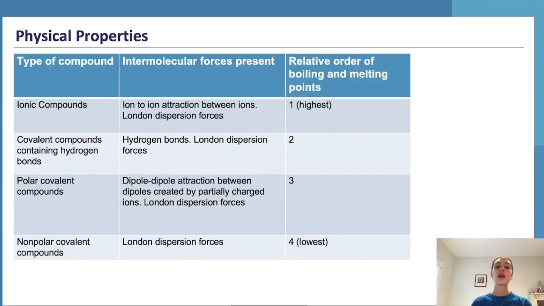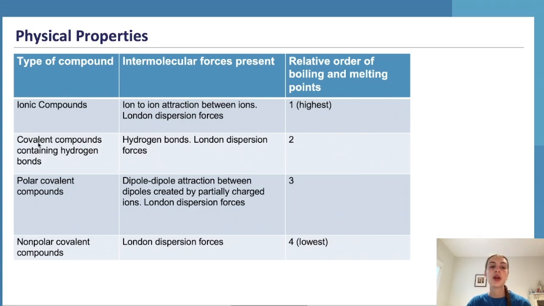And so we can look at the physical properties of organic compounds depending on what their intermolecular forces are. So we've got ionic compounds, and they've got ion-to-ion attraction between the ions, and they've also got London dispersion forces. We don't really look at ionic compounds in too much depth, but they do have stronger than hydrogen bonds, and so they will have the highest melting and boiling points because of the ion-to-ion attraction. We just need to know that they exist and that the ion-to-ion attraction is stronger than hydrogen bonds.